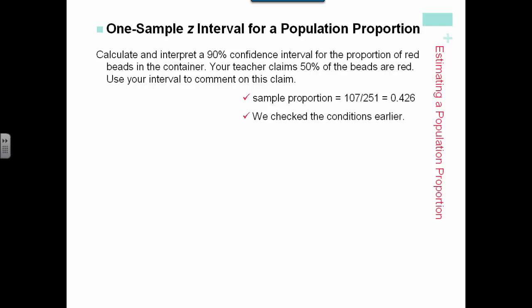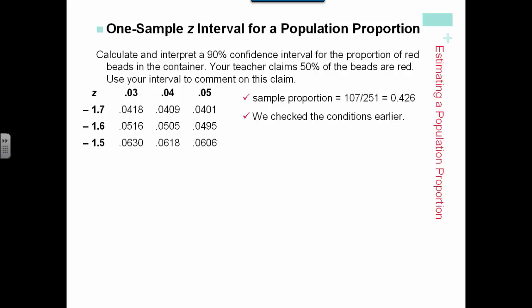Calculate and interpret a 90% confidence interval for the proportion of red beads in the container. Your teacher claims 50% of the beads are red. Use your interval to comment on the claim. We checked the conditions earlier. For a 90% confidence level, we use z star equals 1.645.